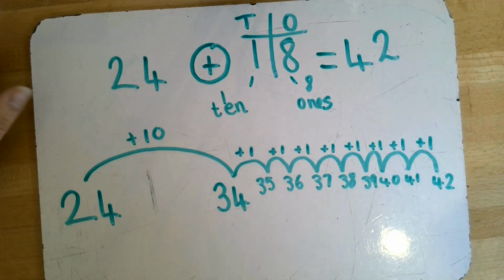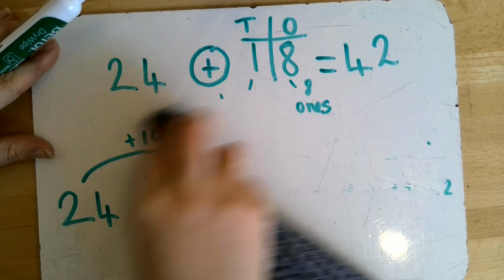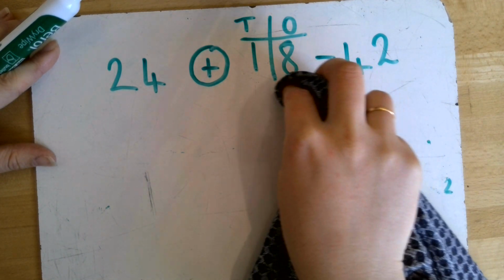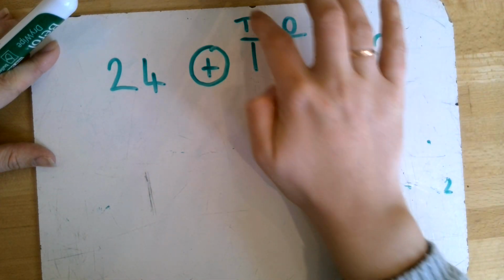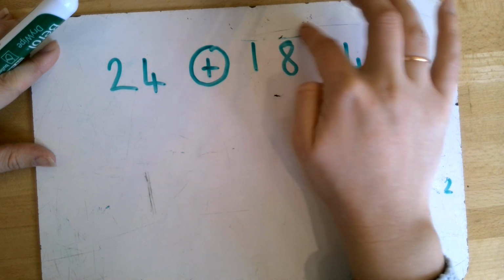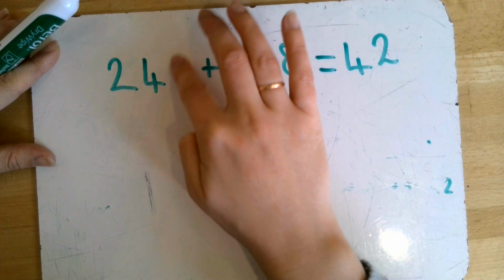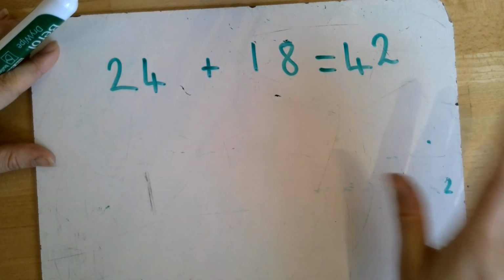Okay, so we're going to look at the same equation again. And this time we are using a number line as well, but we're going to be using the number facts that we know to solve the equation on a number line still, but it'll look a little bit different.